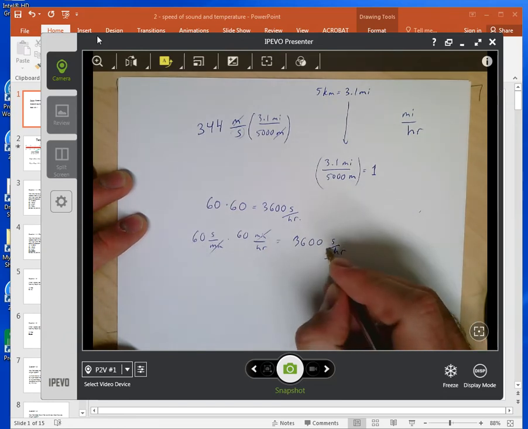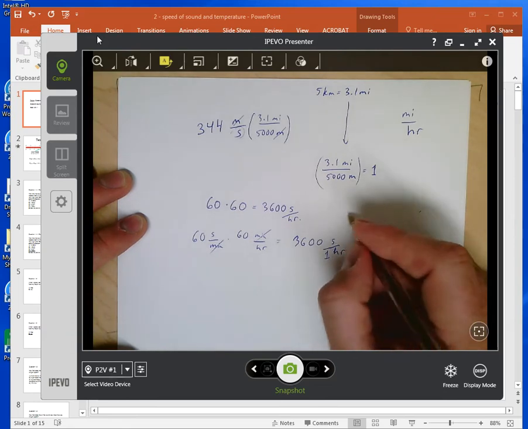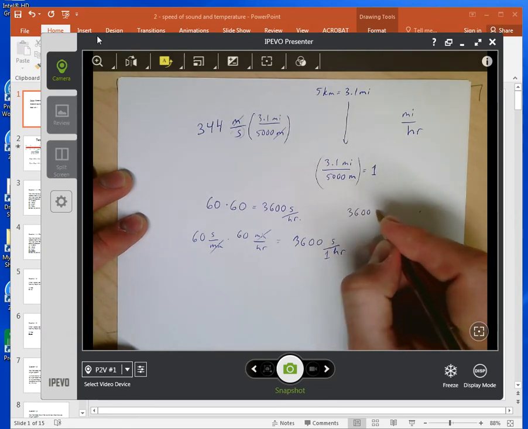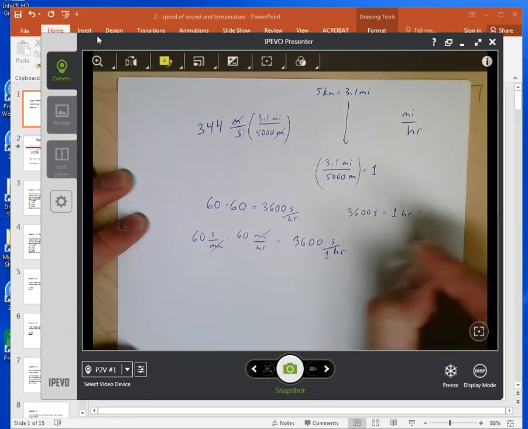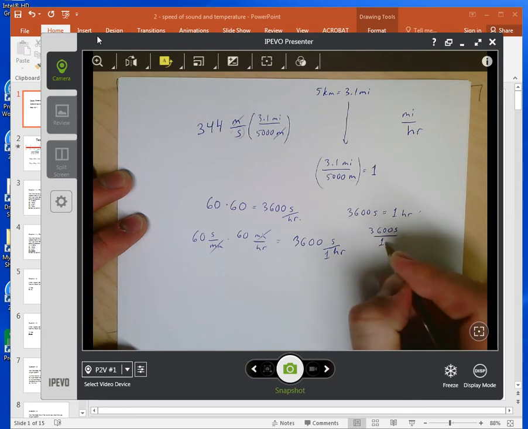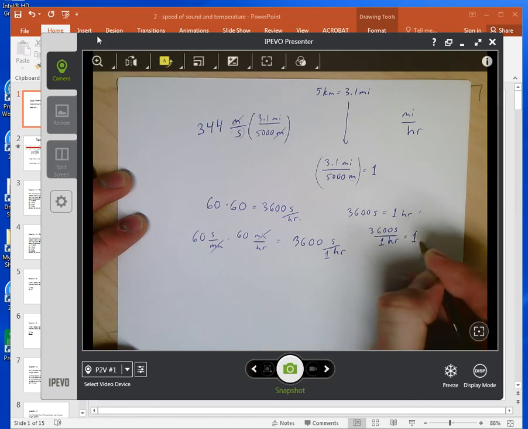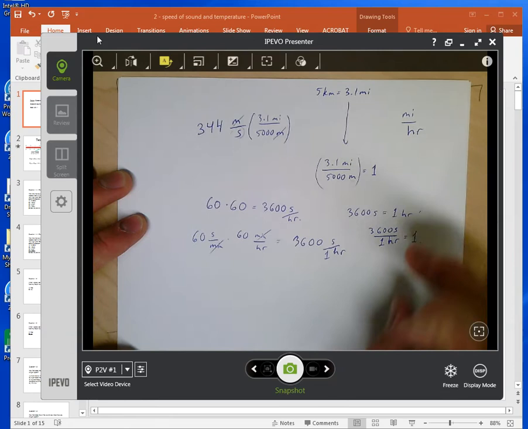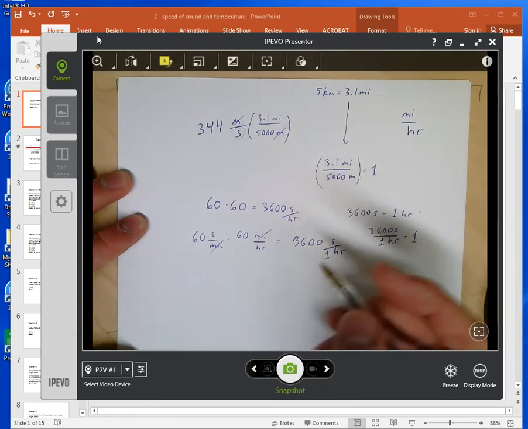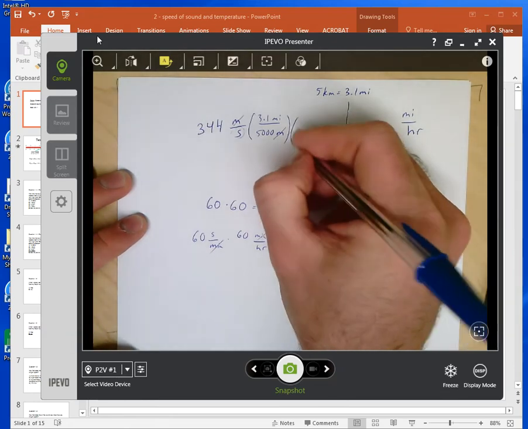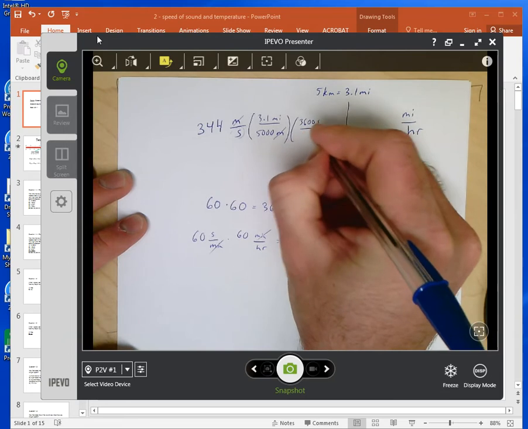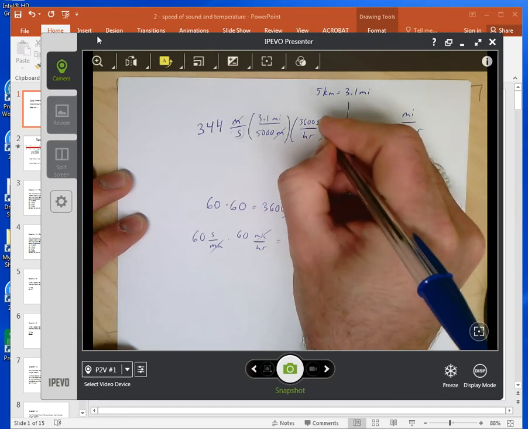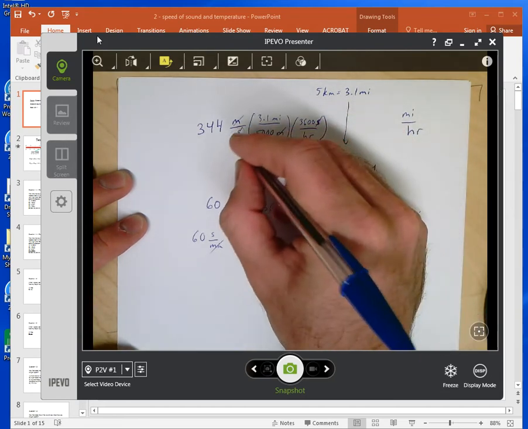In other words, you could say that 3,600 seconds equals 1 hour, or that 3,600 seconds divided by 1 hour is equal to 1. So again, we can go back over here and just multiply that fraction. If the seconds were on the bottom instead, I would just flip this over and then multiply. But here we've got it: 3,600 seconds in 1 hour. My seconds are going to cancel out with these seconds.